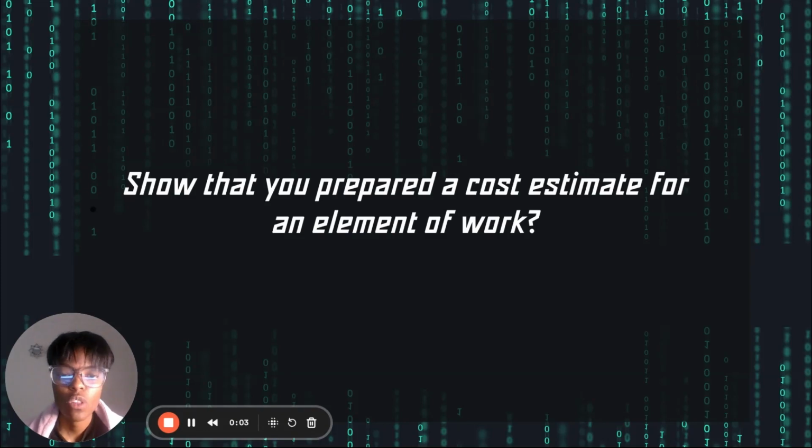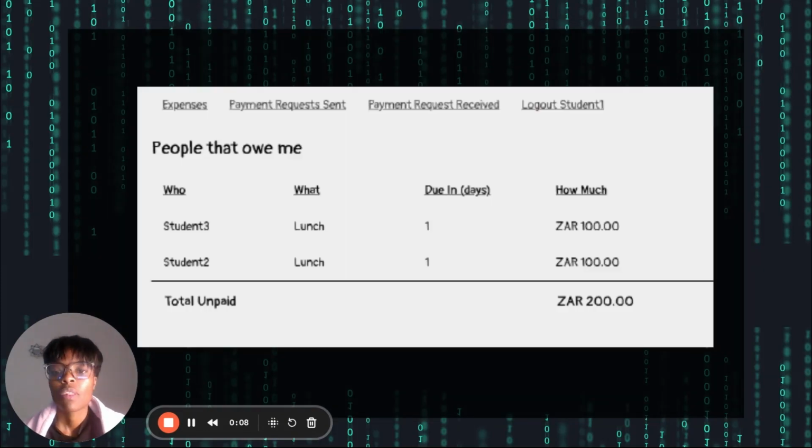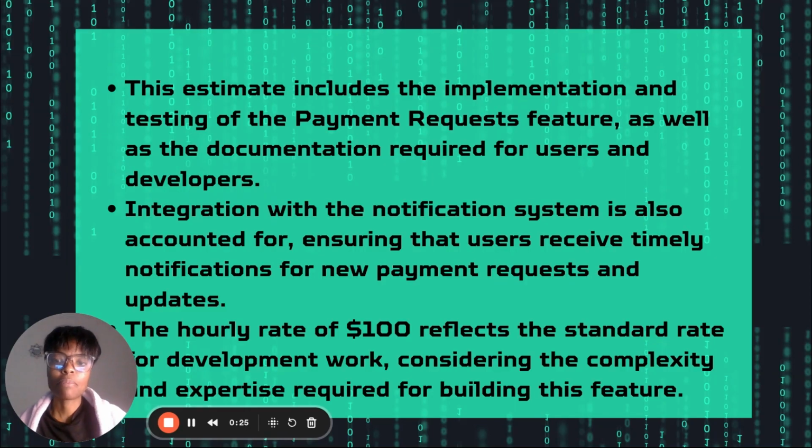Our next question is: show that you prepared a cost estimate for an element of work. This is a screenshot from the app where it shows the people that owe me. It gives the name of the person, what they owe, and what it's due and how much. And then we have a total cost.